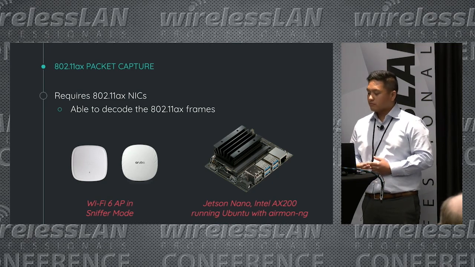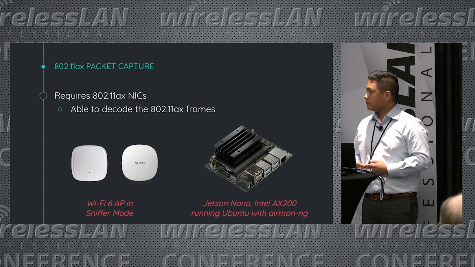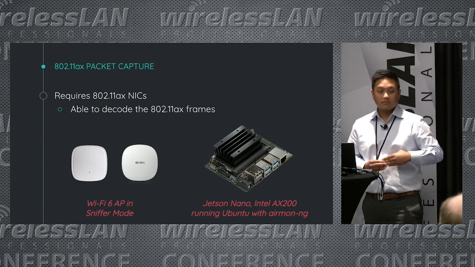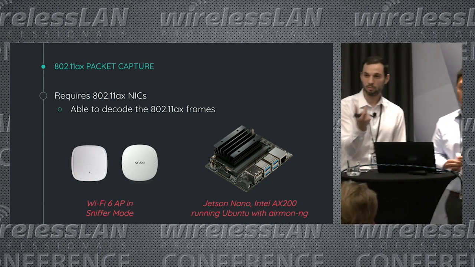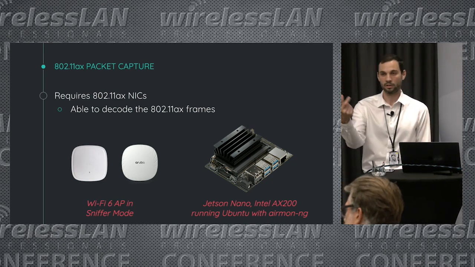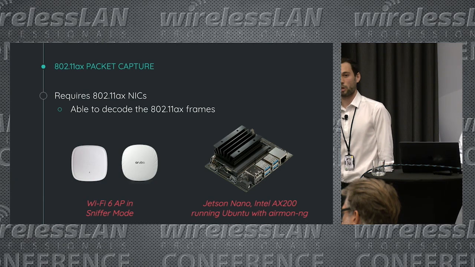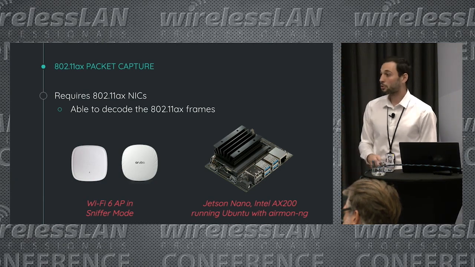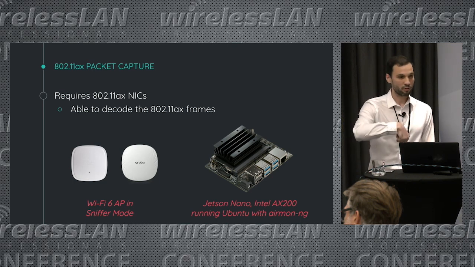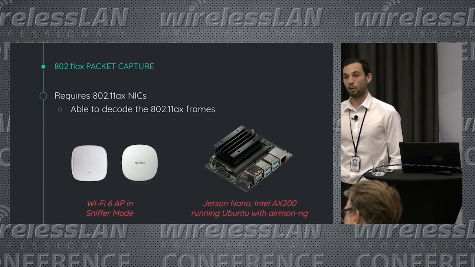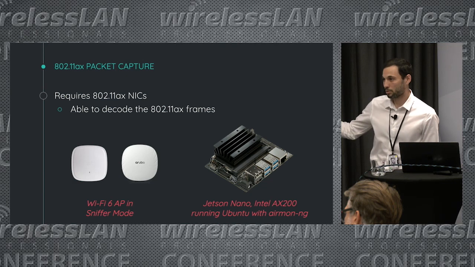The second option we have is to use the Jetson Nano. It's running Ubuntu, so you can install Aircrack-ng, and then you can leverage Airmon-ng to put the Intel chip into monitor mode, set the channel, set the channel width, and then do the packet capture. That will save into a PCAPNG file that you can later transfer to your laptop and analyze with Wireshark. And this was actually the best option for us.